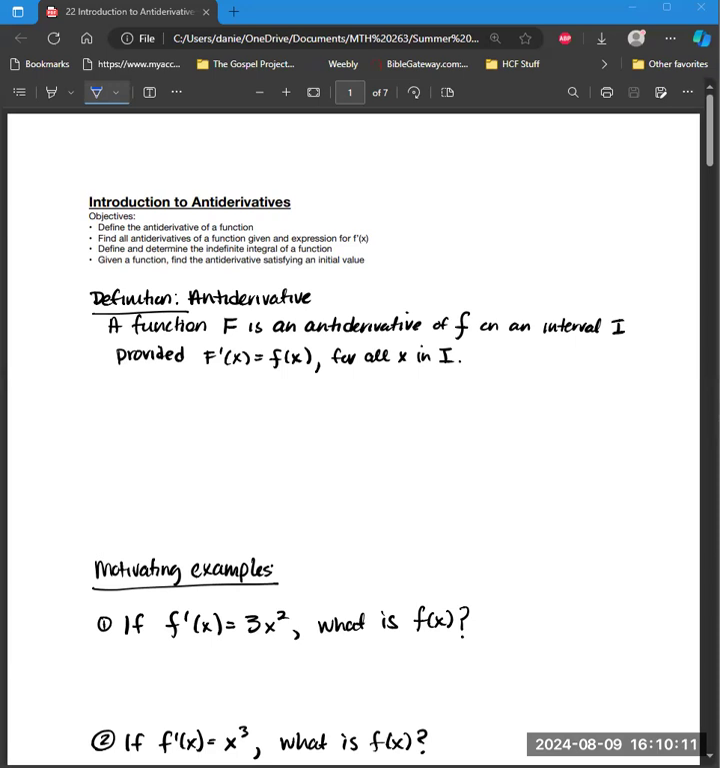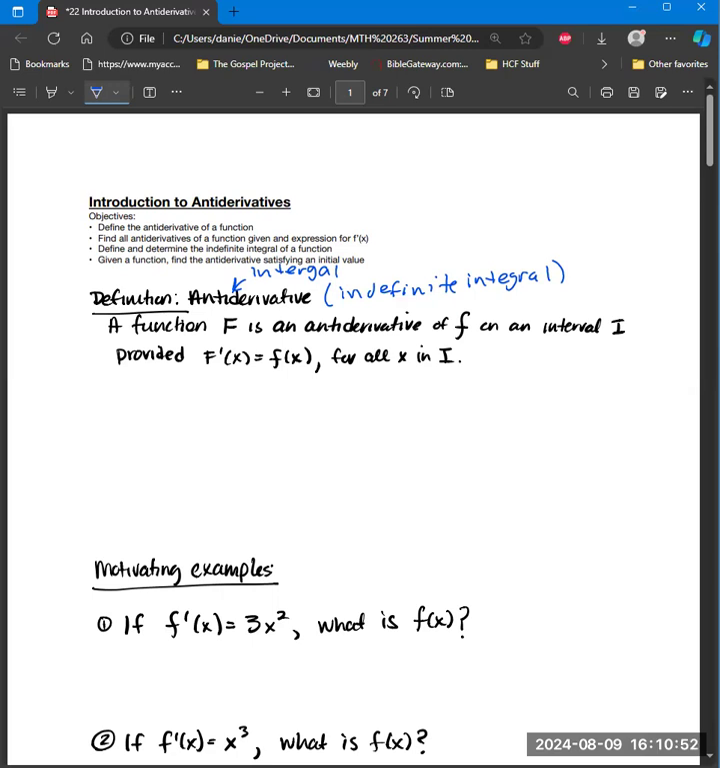All right, let's go ahead and say that the antiderivative, which we'll also call the integral, specifically, we're going to be talking about an indefinite integral to start off with, of a function is an antiderivative of f on an interval I, provided that capital F prime of x is equal to lowercase f of x for all x in I, where capital F is the antiderivative of lowercase f.